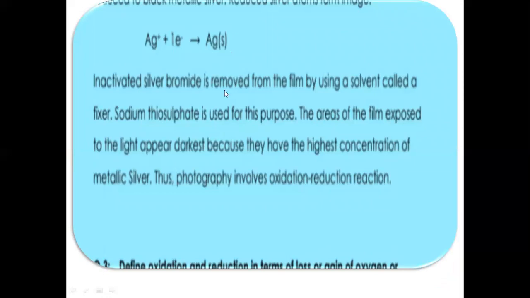Inactivated silver bromide is removed from the film by dipping it in another solution called fixer, and we mostly use sodium thiosulfate for this purpose. The areas of the film exposed to the light appear darkest because they have the highest concentration of metallic silver. Thus, photography involves an oxidation reduction reaction.